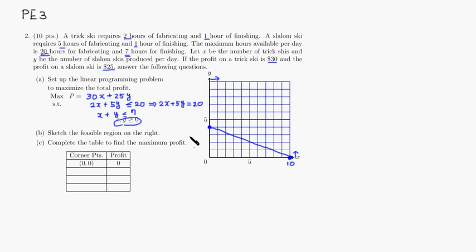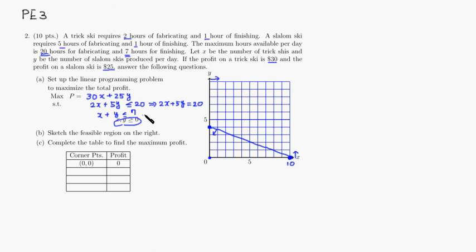Then we have to decide on the upper half plane or the lower half plane. I usually use the origin, 0, 0. Plug in 0, 0. If it satisfies the inequality, we pick the lower half plane. If not, we pick the upper half plane. 2 times 0 plus 5 times 0 is 0, which is certainly less than or equal to 20. So we pick the lower half plane, the side that has the origin in it. We are done with that one.